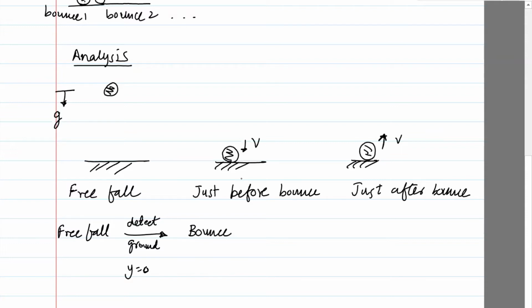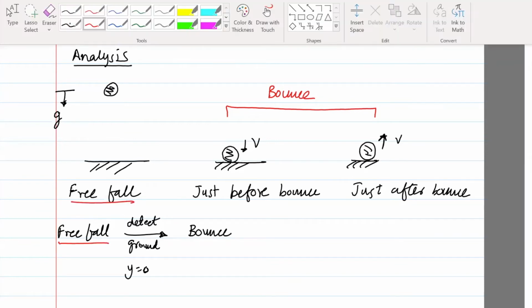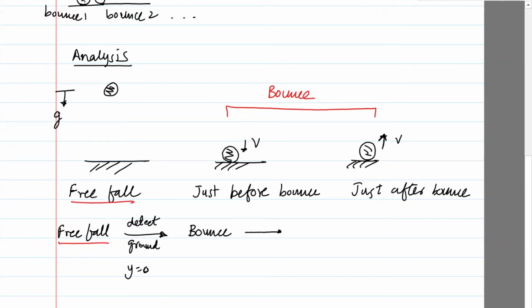Okay. Then once it bounces off, which is basically these two phases, free fall and then bounce. After that, it will again fall under gravity. So it will be free fall. And then again, there'll be a bounce. Sorry, this should be detect ground. Bounce. And so on. So you can see that it's basically cycling between free fall, bounce, free fall, bounce.